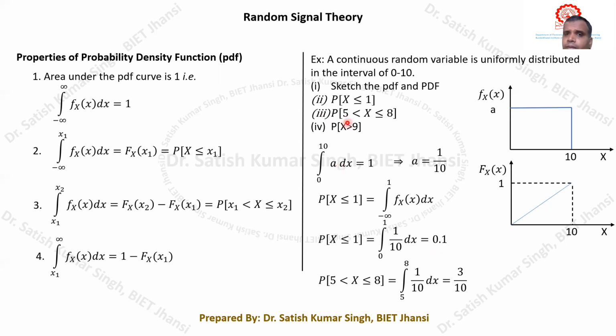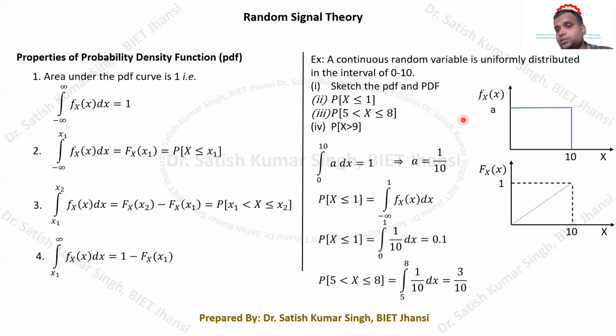Similarly, if you want to calculate the probability of x between 5 to 8, again you can follow the same rule. You just integrate between 5 to 8, and our f_X(x) value will be 1 upon 10 dx. So this probability will come out as 3 by 10. Again, you can calculate the probability that x is greater than 9. How to calculate it? Again you can write this particular expression, and that way you can calculate any probabilities directly from the given probability density function.